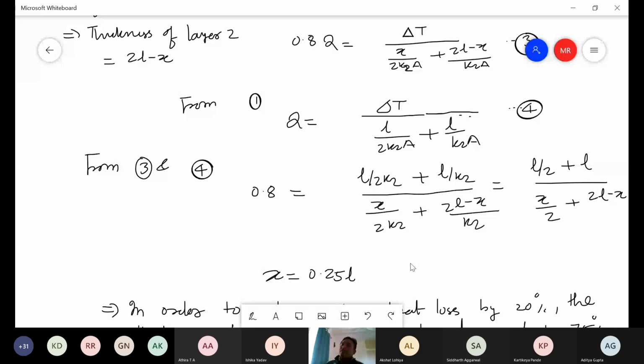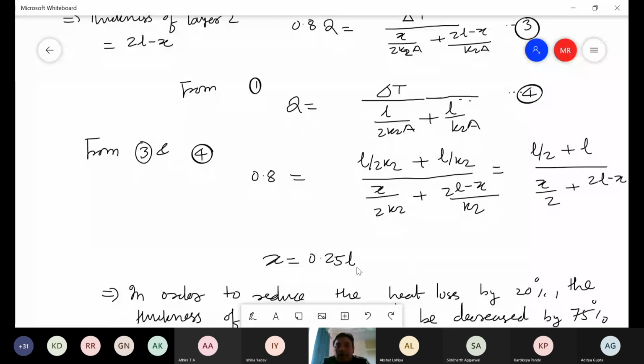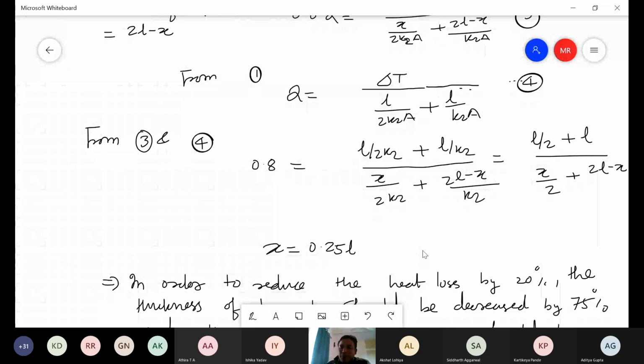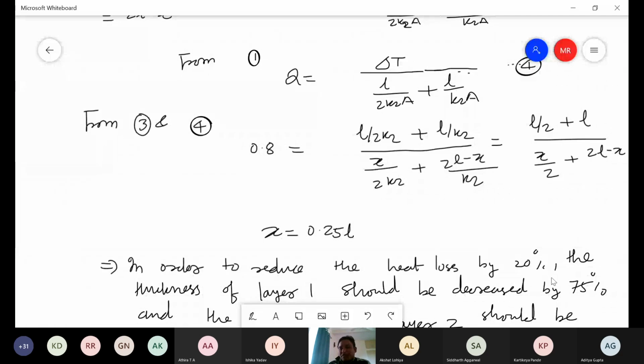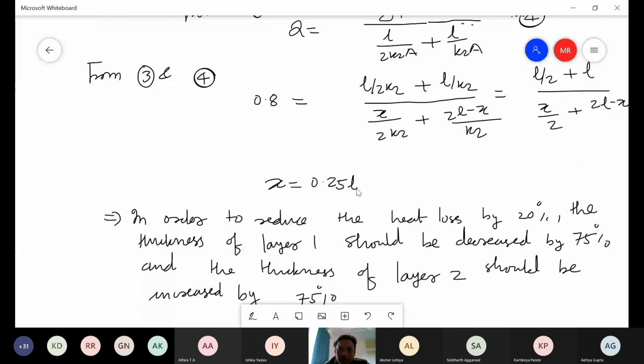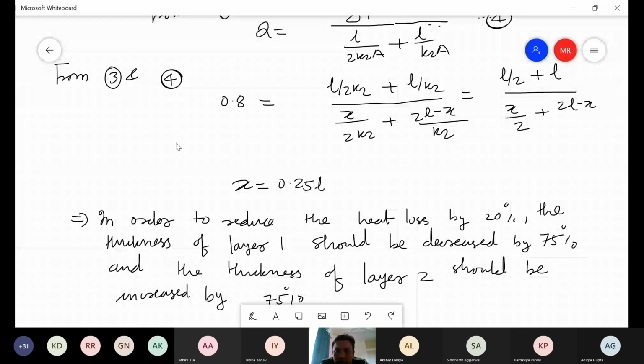So what it means is, in order to reduce the rate of heat transfer by 20%, the thickness of the first layer is going to be reduced by 75%, isn't it? Whereas the thickness of the second layer is going to increase by 75%, isn't it? That is what it means. X is 0.25 L. That means it is reduced by 75%, isn't it? So are you all able to follow what we are doing? Yes, sir. Can we go to the next part? Yes, sir.